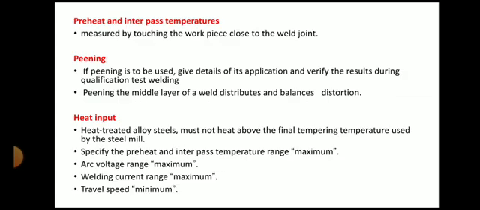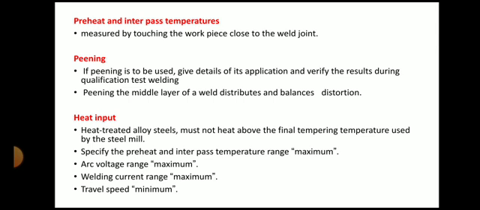Next, preheat and interpass temperature. Sometimes we have to preheat the metal before welding, so at what temperature you want to preheat the metal, that you have to mention. Then interpass temperature, that means you are performing the welding in different passes, so what temperature you want to maintain in between two passes, that also you have to mention. Then peening. A short peening is done to relieve the stresses of the welded component. That information you have to provide in your WPS document.